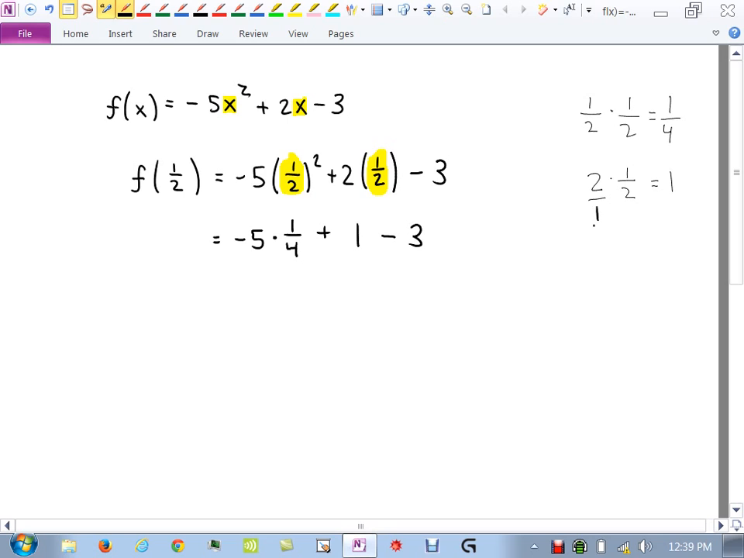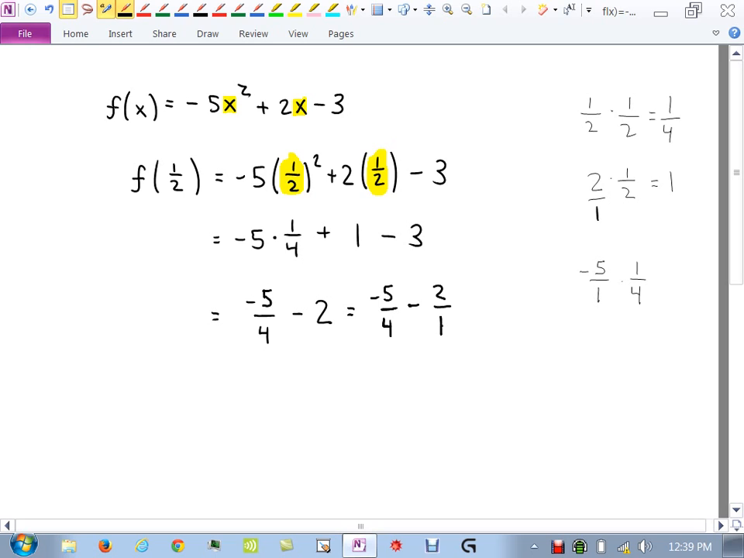Now I have to multiply that negative 5 times the 1/4. So negative 5 over 1 times 1 over 4 gives me negative 5 over 4. Then I have 1 minus 3, which is negative 2, isn't it? So that's where we are right now. We have negative 5 over 4 minus 2. I can combine these if I make them fractions with common denominators. Negative 2 is the same as negative 2 over 1.